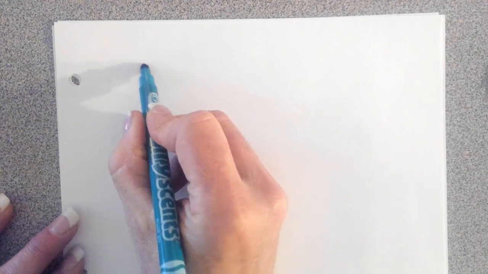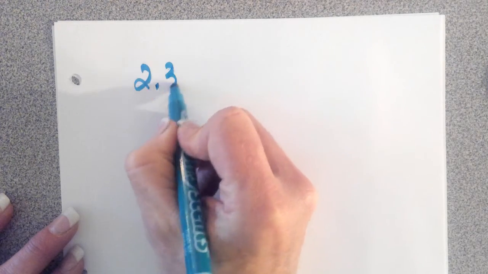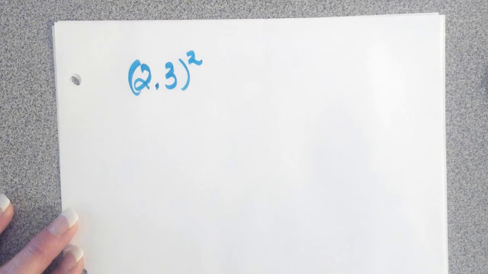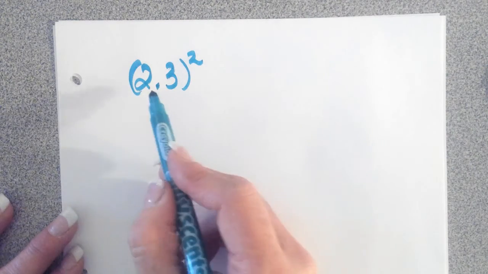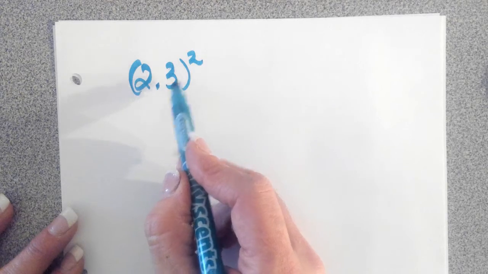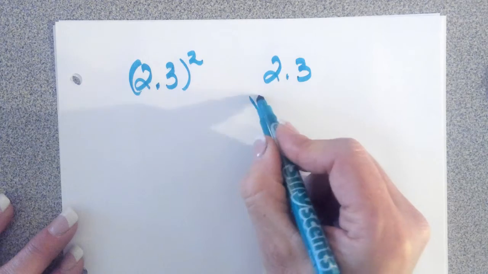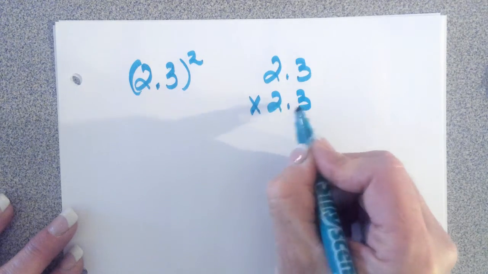Alright, one example I gave had a square in it today during class, so let me pick another number. How about 2.3 to the power of 2? Well, because that's an exponent, that means I need to take 2.3 times itself 2 times. So let's do 2.3 times 2.3.